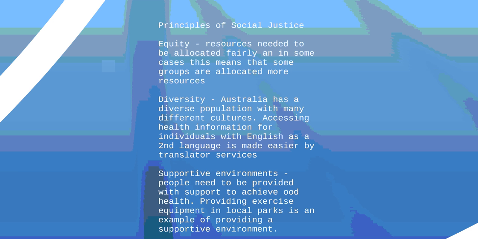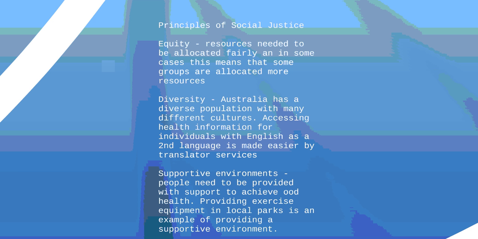Second, Australia is a diverse country. That's the principle of diversity. For example, there are many different cultures in this country, and accessing health information for some of those cultures where English is a second language proves very difficult. So the government attempts to provide translator services so that they can access health information.